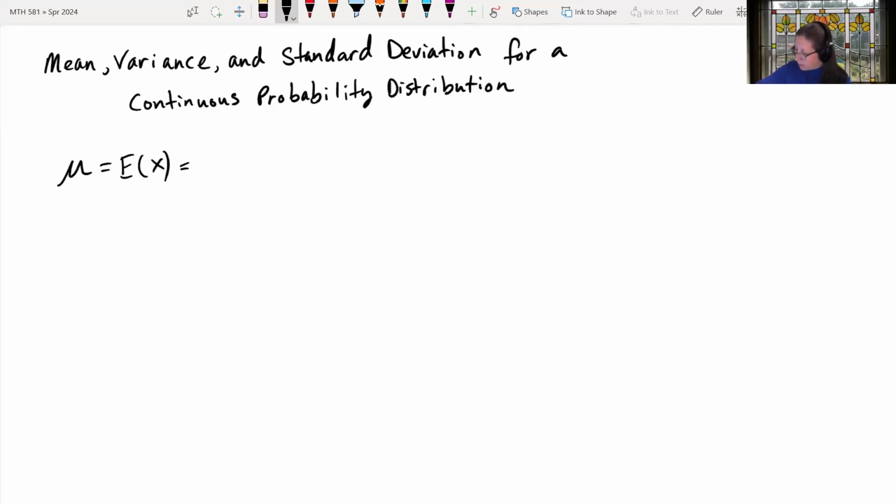And that is equal to the integral from negative infinity to positive infinity of x times your probability density function, PDF, f of x. So that expectation or expected value or average is found using the integral. So that's your mean.